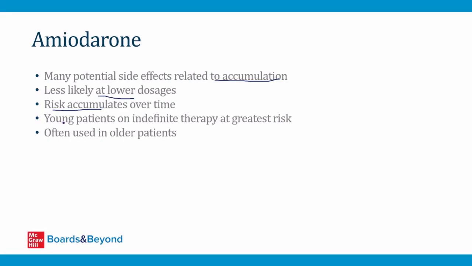So we hardly ever put a young patient on amiodarone because if they're going to be on it indefinitely, that's going to be a very high risk of adverse effects. But you will commonly see amiodarone used in older patients, people who are in their 70s or 80s or 90s who need suppression of an arrhythmia, and that's because the likelihood that they're going to develop adverse effects over the remaining years of their life is fairly low.